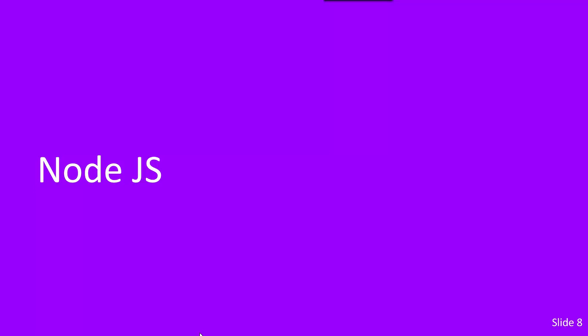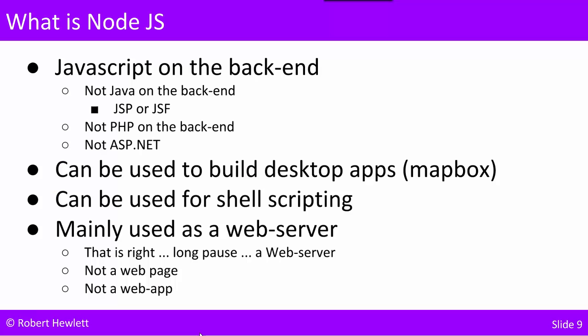So now that we've seen how you make a Node.js application in WebStorm, let's talk a little bit more about Node.js itself. So what is Node.js? Well, it's JavaScript in the back end. So not Java, Java server pages, servlets, Java server faces, not PHP, not ASP.NET, which could be VB.NET, or C#.NET, but JavaScript. And the concept there is that the same JavaScript that you use in the front end up in the browser, you can use in the back end to build the app.